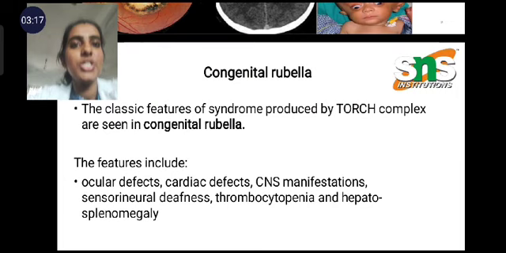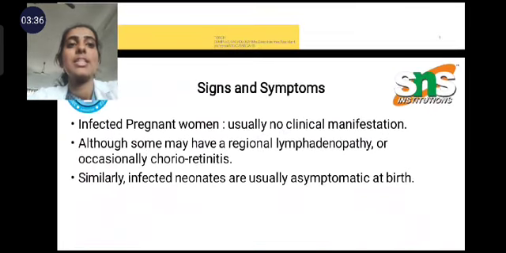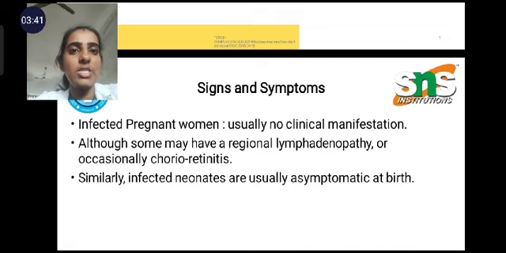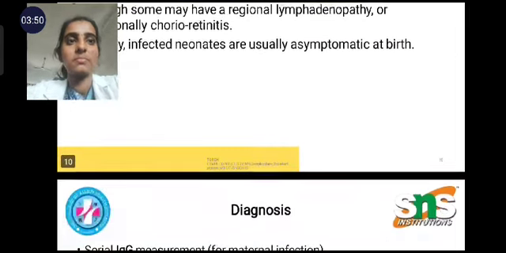The next one is congenital rubella. The classic features of the syndrome produced by the TORCH complex are seen in congenital rubella. The fetus has ocular defect, cardiac defect, central nervous system manifestations, sensorineural deafness, thrombocytopenia, and hepatosplenomegaly. The signs and symptoms: infected pregnant women usually have no clinical manifestations, although some may have regional lymphadenopathy or occasional chorioretinitis. Similarly, infected neonates are usually asymptomatic at birth.